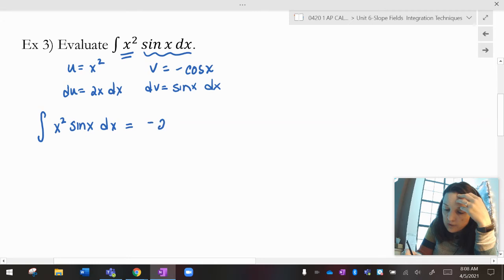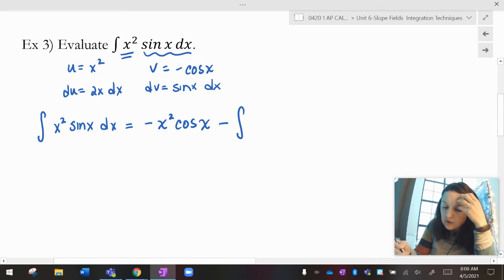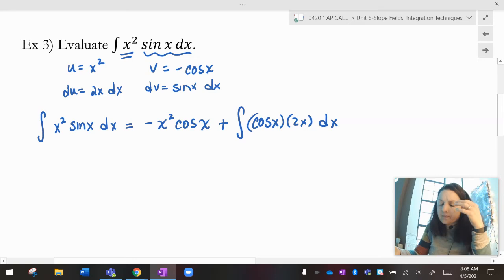So the integral of u dv equals u times v, which would be x squared times negative cosine x, minus the integral of v du. Now I'm going to be minus, and there's a negative cosine, so I'm going to turn this into a plus. And then I have v du. Okay. Well, wait a second.